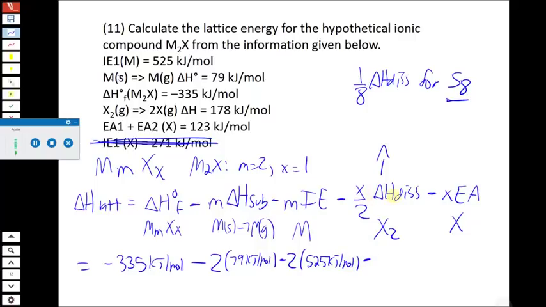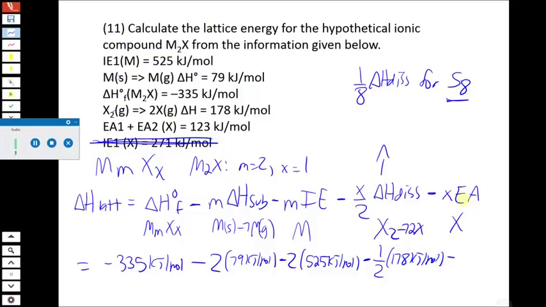Minus x/2 times the dissociation enthalpy. Our formula in this case has one nonmetal, so the coefficient small x is 1, so we're going to multiply this term by 1/2, and that's going to be the energy for going from X2 to 2X. So this is X2 going to 2X. Is that term there, which is 178. We're going to multiply that by 1/2.